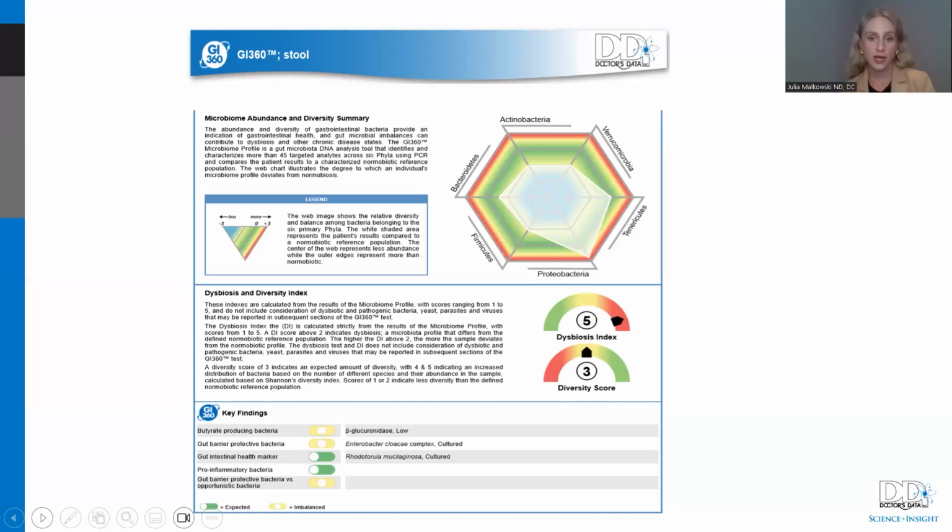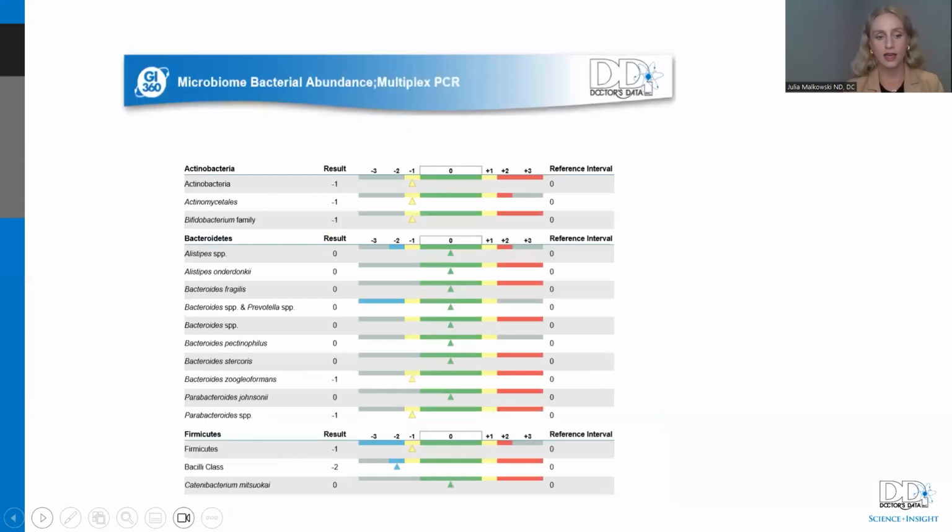So this is the first page of the report. Now let's take a look at the detailed information. The next 3 pages are regarding microbiome, abundance, and diversity, and the detailed information about those key findings.